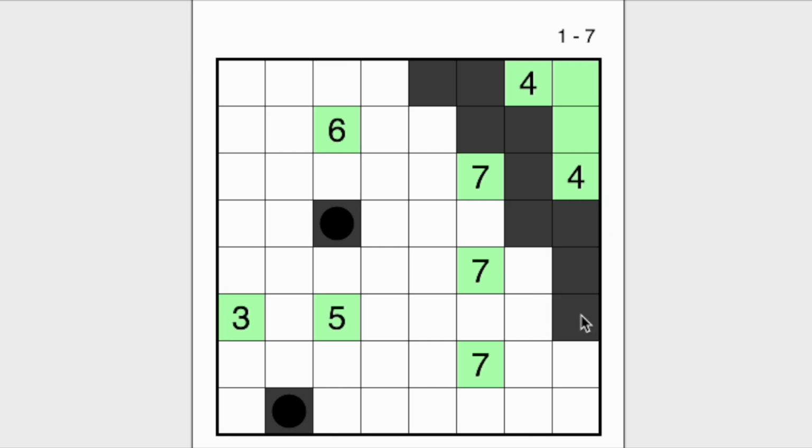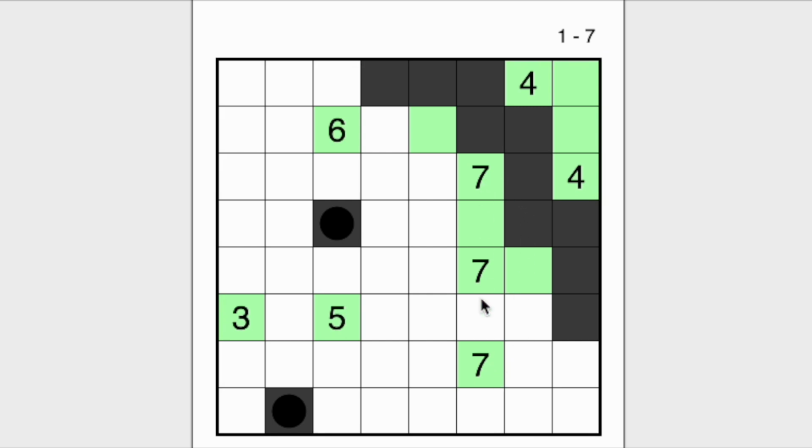So it's got to keep on going. And because of that, we can color these as not having snake in them, and this one as well. This could be, because the snake can touch itself diagonally, but this can't be. The snake's got to keep going that way.